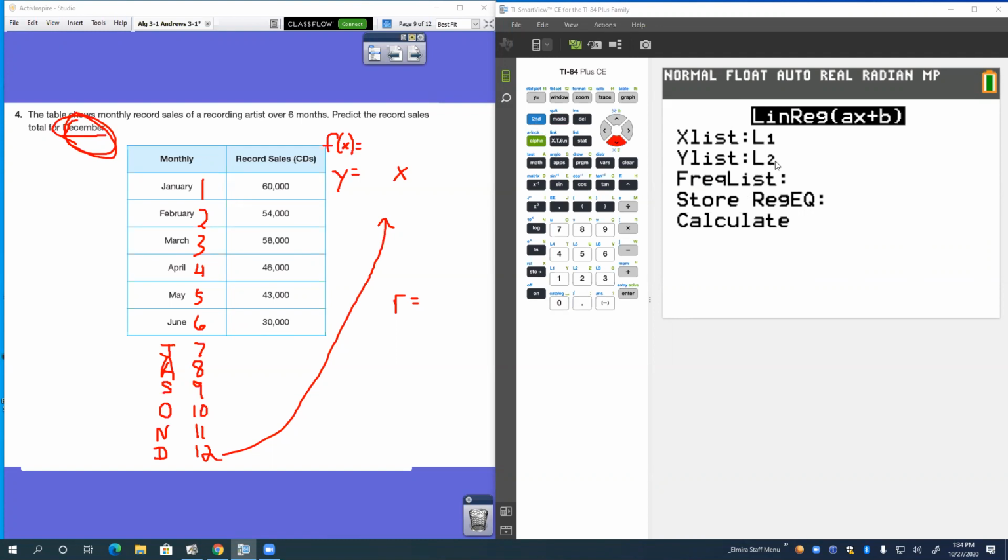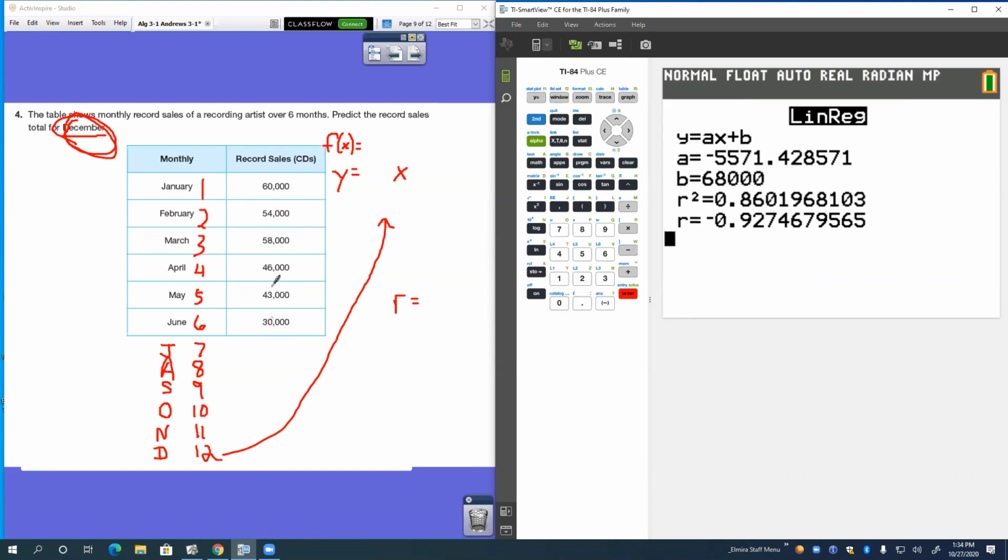So in order for me to change this to be L3, I need to hit the second button and I need to hit the 3 button. And notice now it changed it to L3. Notice that there's L4, L5, L6. We have all of those in there as well. But I need to use L3 now because I accidentally deleted the L2. So now I'm going to go down to calculate just like I did before.